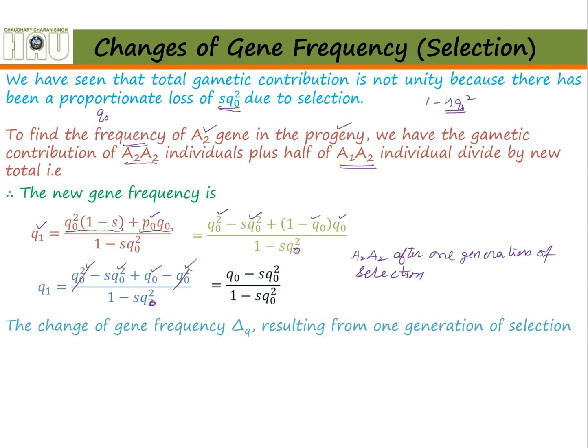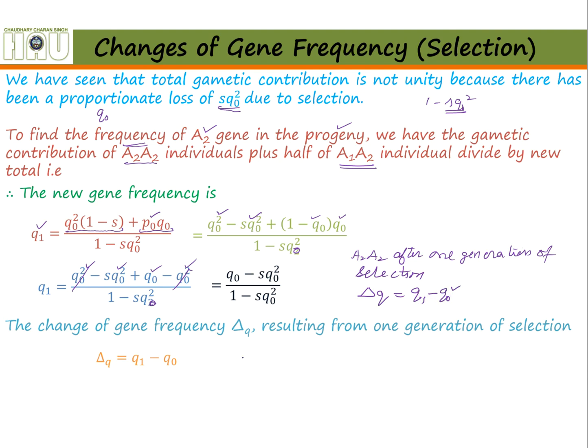Right. So now we are interested in finding out the change in gene frequency. What change occurs after one generation of selection? Suppose this change is represented by delta Q, which results from one generation of selection. In generation 1, the frequency of A2 is Q1, and in the initial generation, the frequency was Q0. So the change in gene frequency will be equal to Q1 minus Q0.